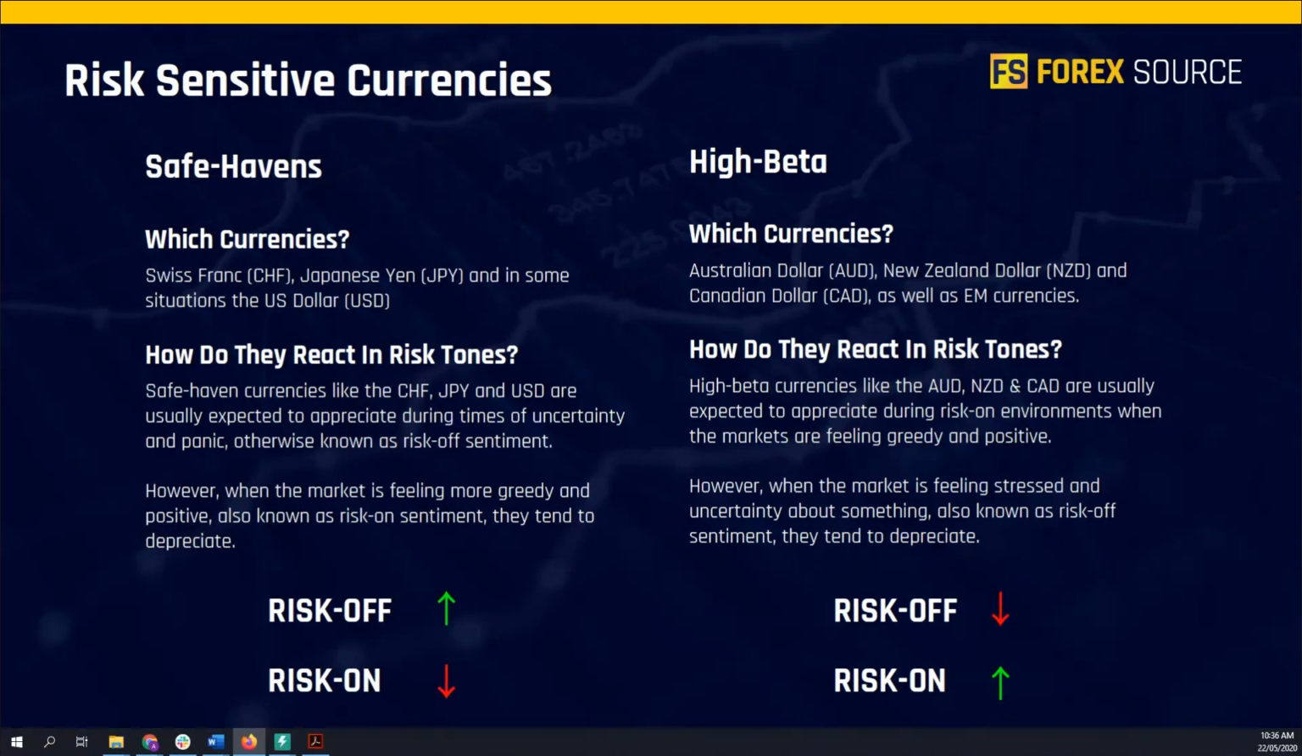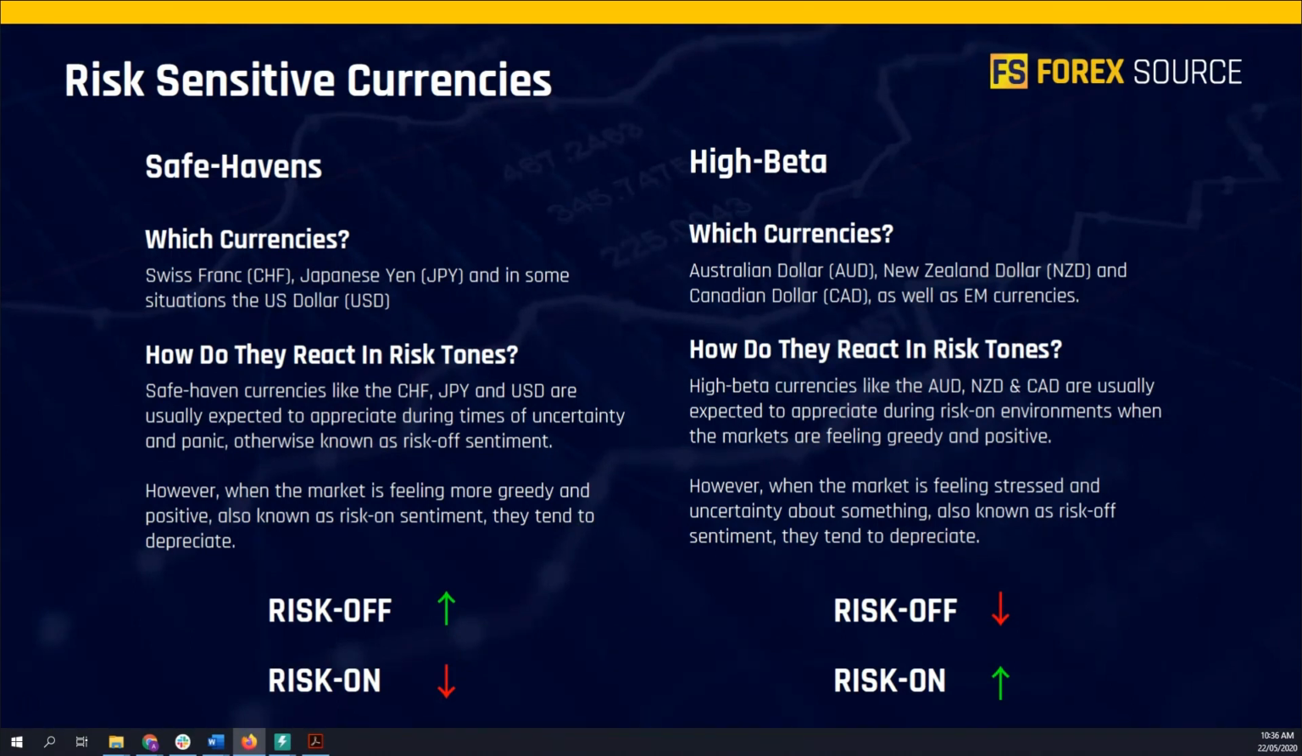Now, the first one is a topic that we've talked about many times before, and that is, of course, risk sentiment. There are essentially two types of currencies that are sensitive and correlated to changes in risk, namely high beta currencies, and then, of course, safe haven currencies. Now, the Aussie, the Kiwi, the CAD, and normally your emerging market currencies like your ZAR, Mexican peso, Russian ruble, and Chinese yuan are considered high beta currencies. Thus, they're expected to appreciate during risk on sentiment, and depreciate during risk off sentiment.